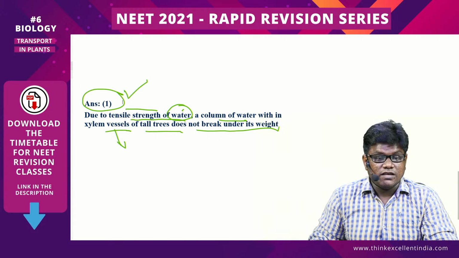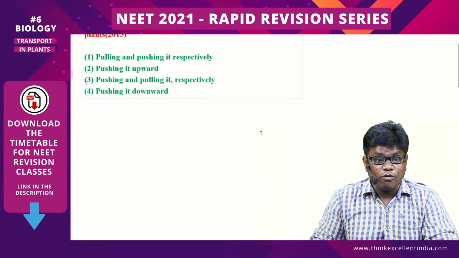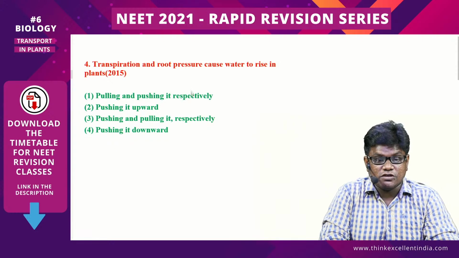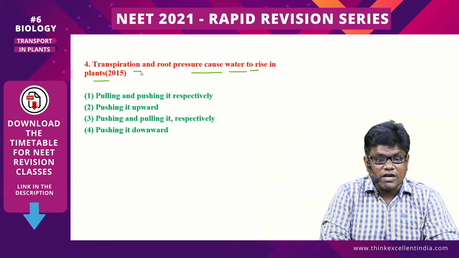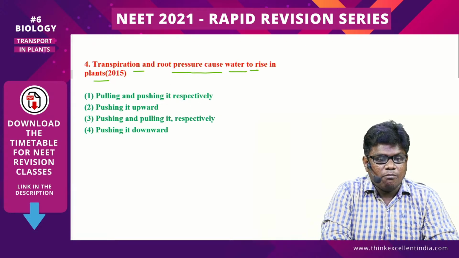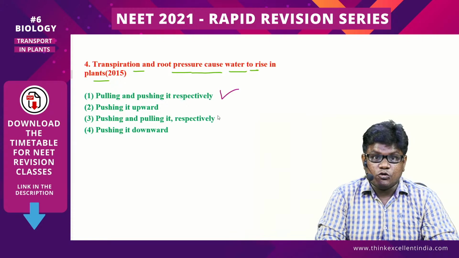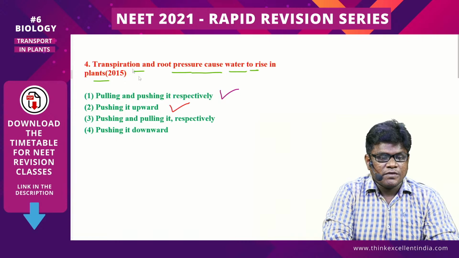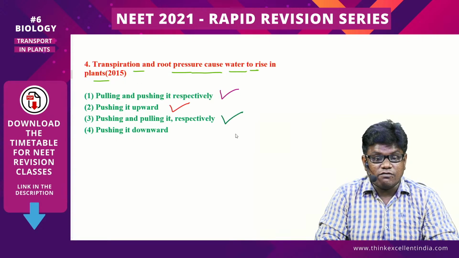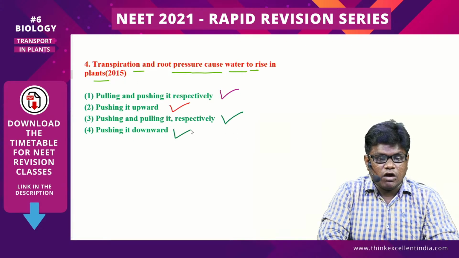And here we're going to see the next question, students. Question number 4. Transpiration and root pressure cause water to rise in plants. How exactly? By pulling and pushing respectively, pushing and pulling respectively, and pushing it downward.